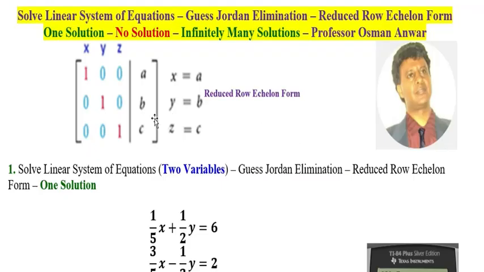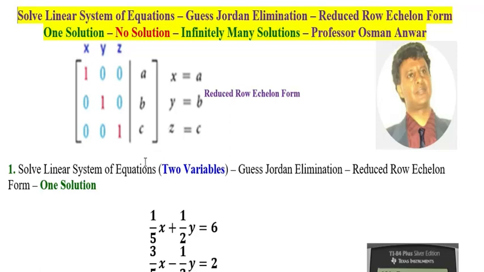Here are more. Solve linear system of equations, Gauss-Jordan elimination, reduced row echelon form. We'll look at one solution, no solution, infinitely many solutions. For one solution, we'll have 1, 1, 1 in the diagonal, 0 above the diagonal, zeros below the diagonal, augmented with a, b, c. That is x equals a, y equals b, z equals c. And this is the reduced row echelon form.